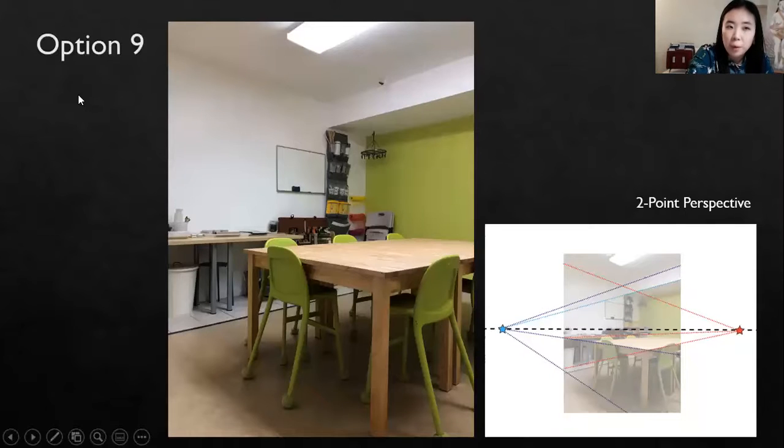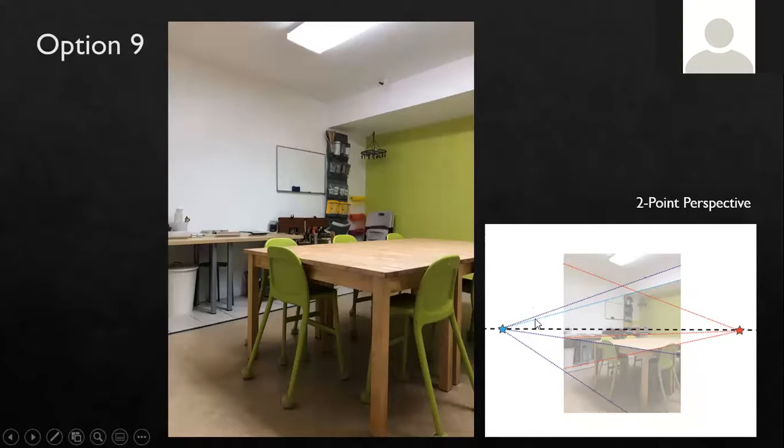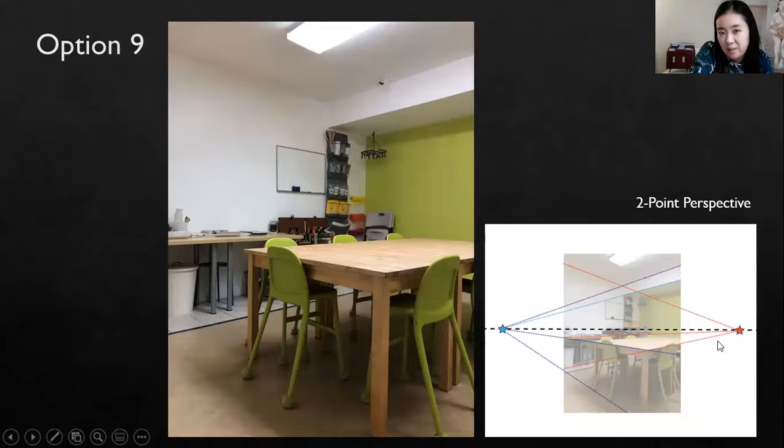Professor, Professor, how can you know if a picture is 1-point or 2-point perspective? Okay, so this photo, option 9, has 2-point perspective because I already posted it with the perspective guide. Here there are 2 stars, right? Which means it has 2-point perspective. You got it? Yes.